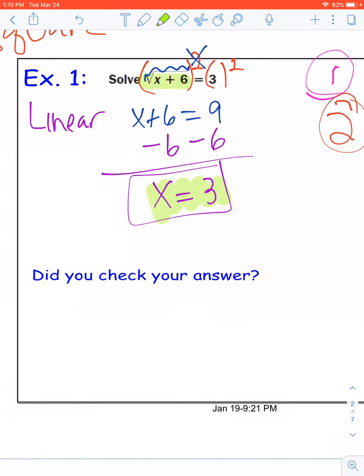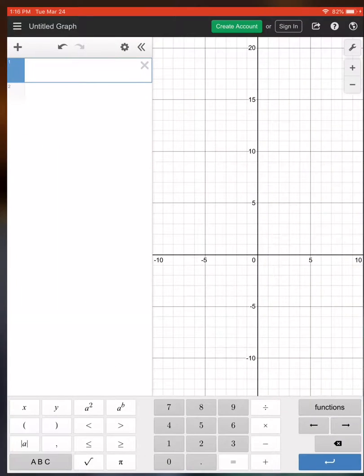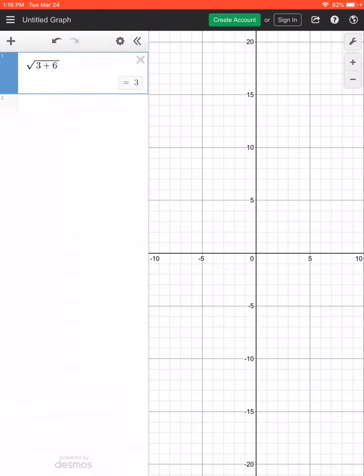But now we need to check our answer. All right, so how do we check our answer? You're going to take your answer and plug it back into the original problem. Okay, so let me erase all of this. The square root of x plus 6 is the original problem, so I substituted in the 3 for that x. All right, so if you need to, you can use a calculator. I can do the square root of 3 plus 6, and my result is 3.